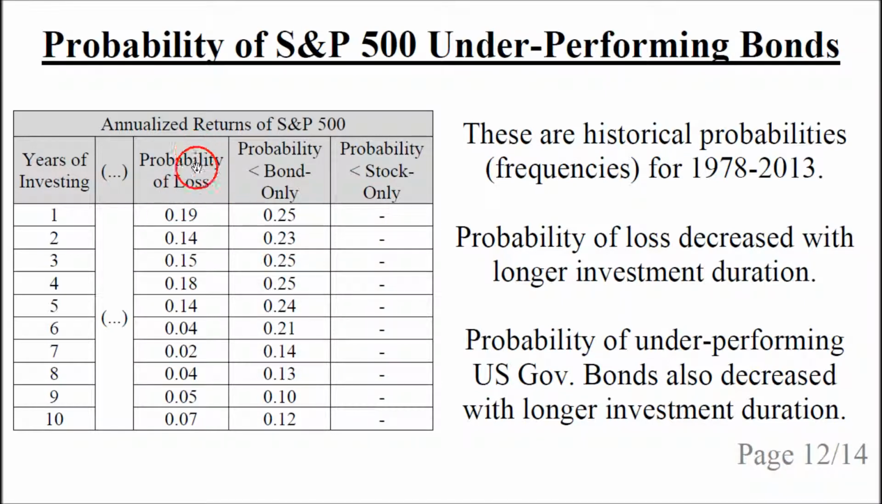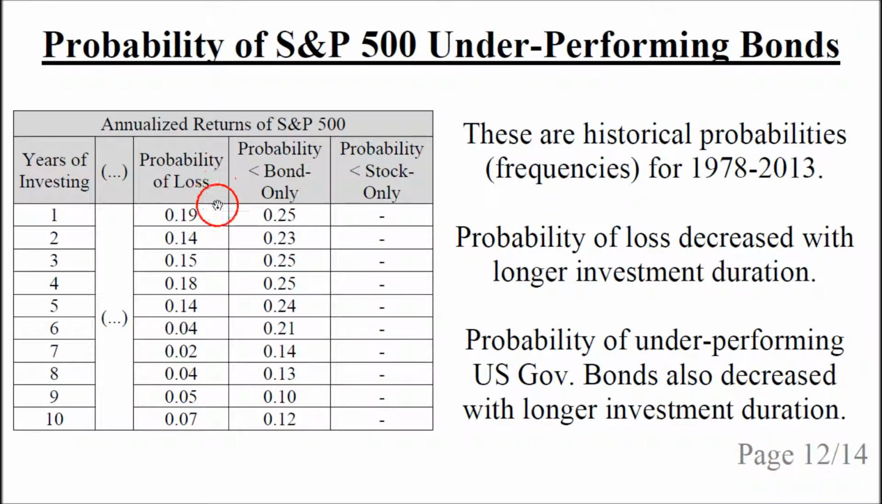So this is the probability of a loss, that is the annualized return is less than zero, depending on the number of years that we are investing. Let's say we are investing for 1 year in the S&P 500. Well, historically in this period between 1978 and 2013, we would have experienced a loss about 19% of the times. If we had invested 5 years, then we would have experienced a loss about 14% of the times. And if we had invested for 10 years, then it would only be 7% of the times that we would have experienced a loss on the S&P 500.